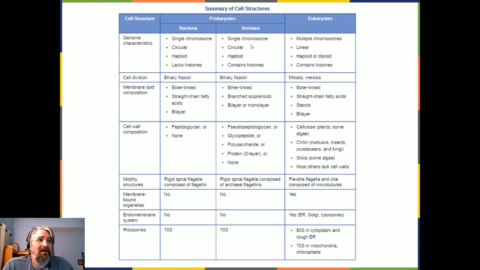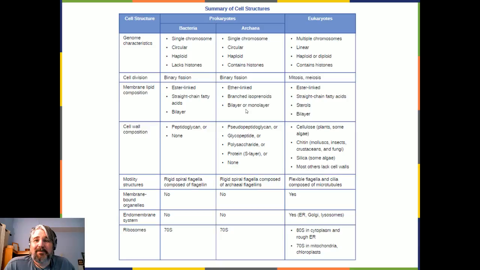Okay, so archaea, again, tend to have a single chromosome. It tends to be circular. They tend to be haploid, and it contains histones. And of course, eukaryotes have multiple chromosomes, linear, and they can be haploid or diploid, or have lifestyles that cycle between the two in about equal proportions. So cell division: binary fission in prokaryotes, mitosis and meiosis in eukaryotes. Peptidoglycan or no cell walls in bacteria. And then in archaea, we have pseudopeptidoglycan or a large variety of things here.